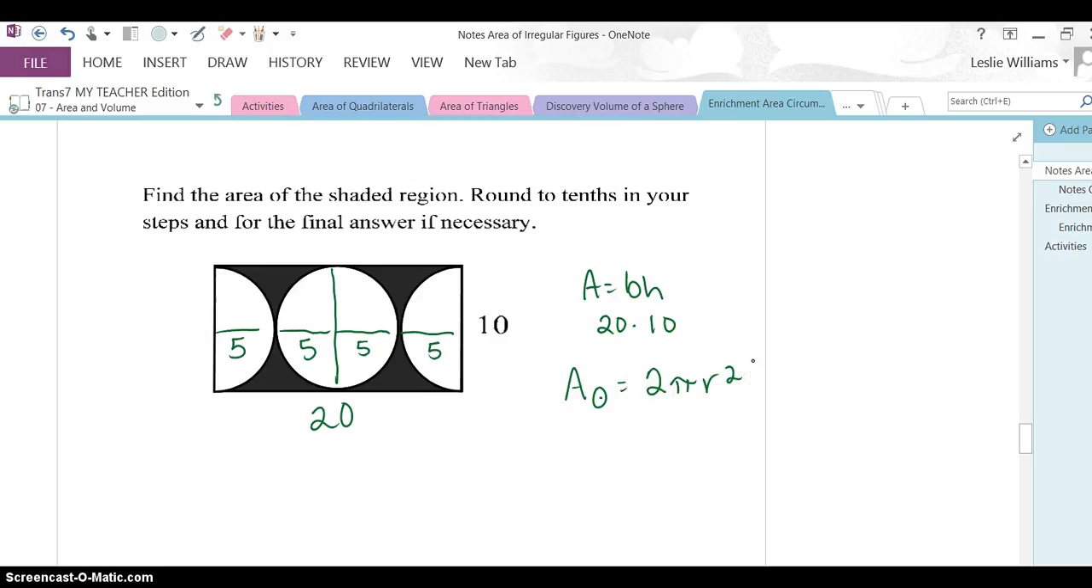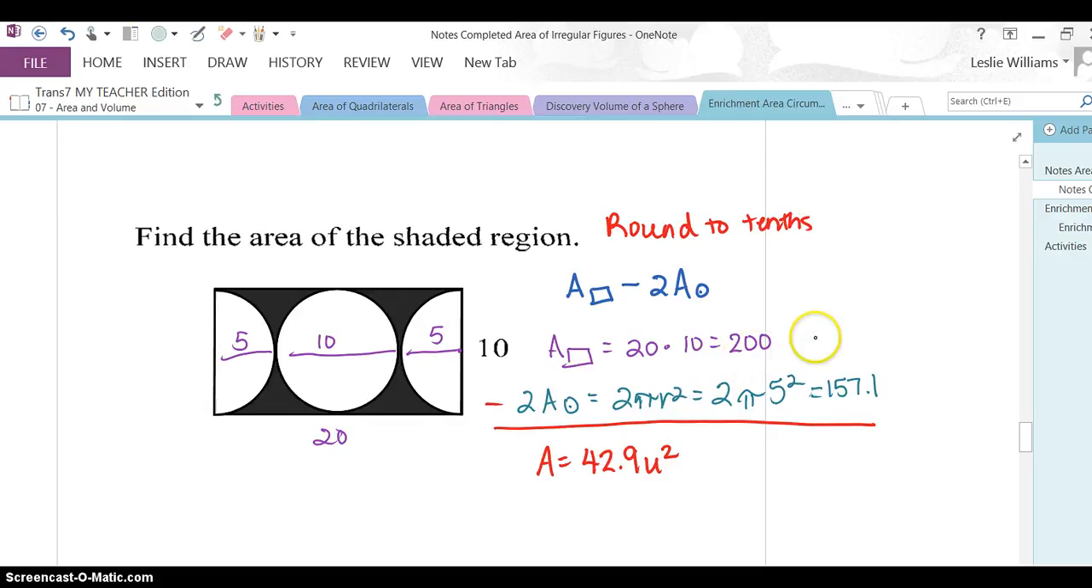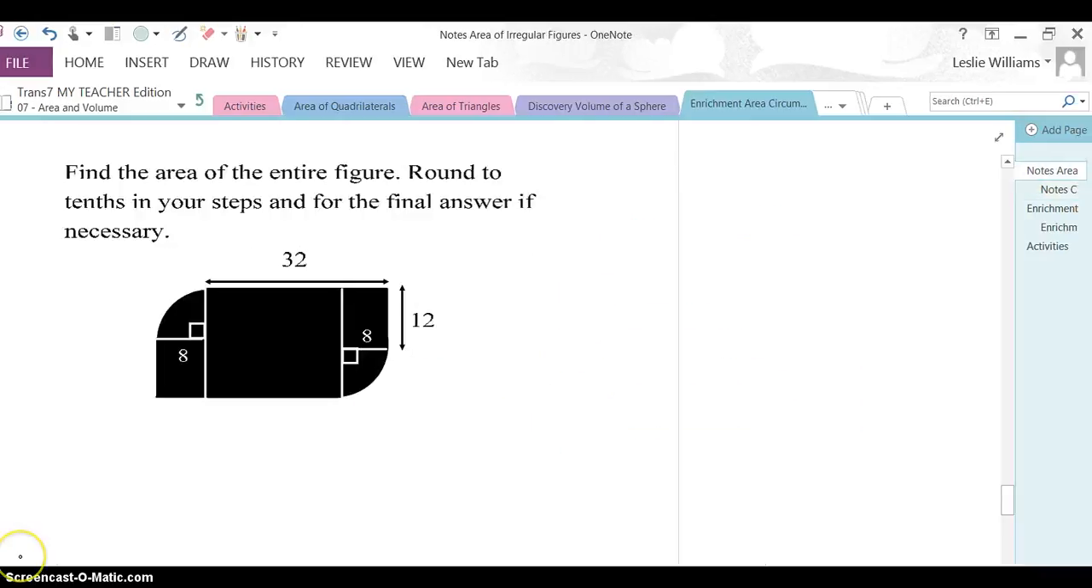So we can just use 2 times pi r squared, where what was the radius? 5. Good. So go ahead and solve this one. Remember, you're subtracting the circles from the rectangle since you're looking for the shaded region, and check back. So you should end up with an area of 200 for the rectangle, and the 2 circles combined have an area of 157.1 rounded to the nearest tenths, and when you subtract, you end up with a difference of 42.9 units squared, which is the area of the shaded region.